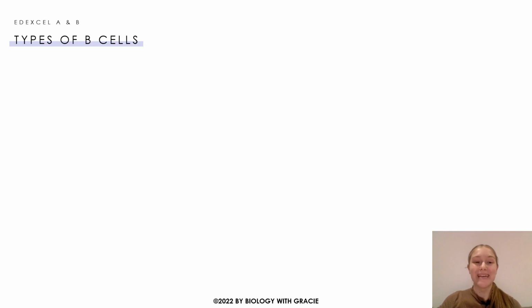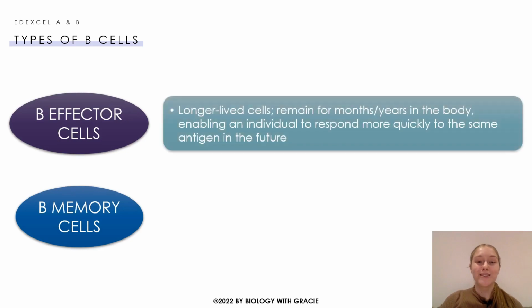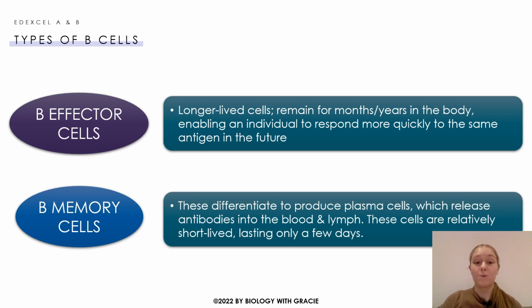Next up, we've got B cells. So again, see if you can remember what they are before I go through them. But the first B cell is in fact B effector cells, and then we've got B memory cells. So one of these is a longer-lived cell, remains for months or years in the body, and it enables that individual to respond more quickly to the same antigen in the future. And then the other one differentiates to produce plasma cells, which release antibodies into the blood and the lymph. And these cells are usually relatively short-lived, lasting only a few days compared to the longer-lived other B cells. So see if you can work out which B cells these statements match up with.